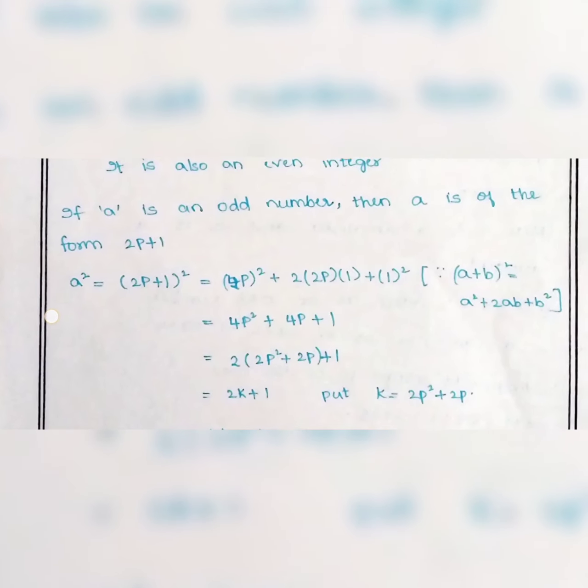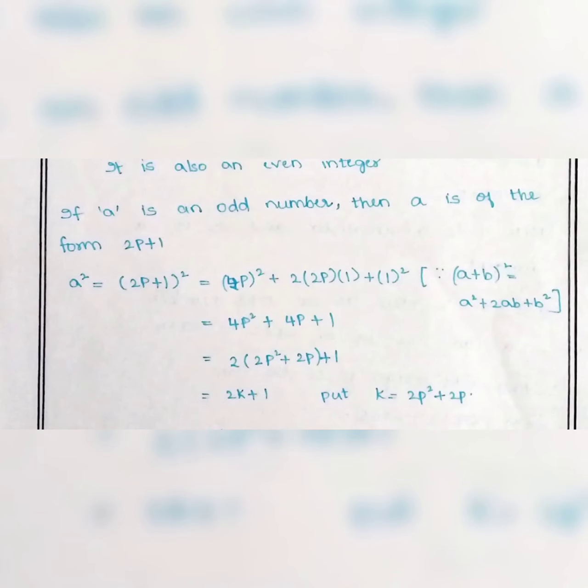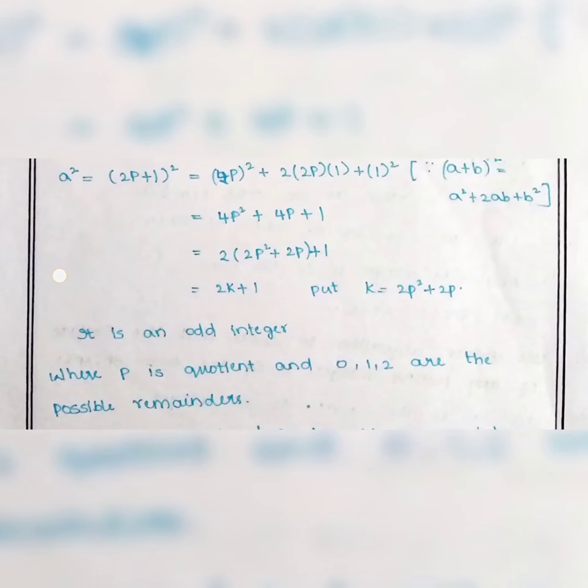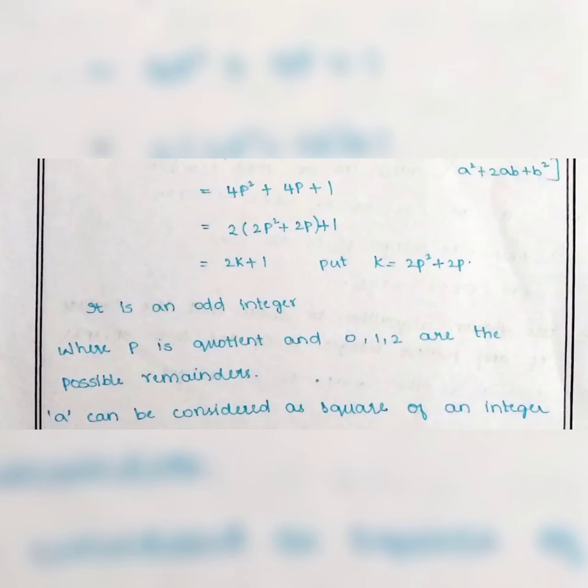If a is an odd number, then a is of the form 2p plus 1. A square is equal to 2p plus 1 whole square. If we expand it using the a plus b whole square formula, we get 2p whole square plus 2ab plus 1 square. If we solve this, we'll get 2k plus 1. So what is the k in the above? We have 2p square here.